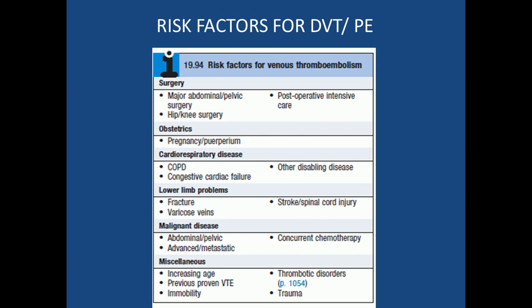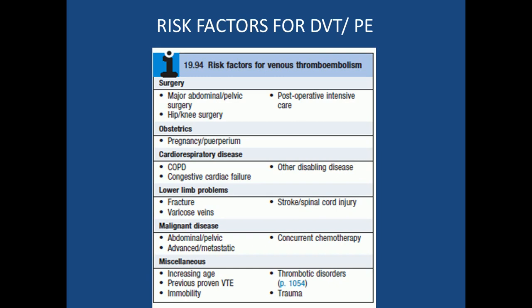This slide is showing the predisposing factors for DVT and pulmonary embolism. Most of these factors are very common in clinical practice. Many people have abdominal and pelvic surgery. Many of them have hip and knee replacement. Pregnancy and puerperium is also a very common condition. COPD, congestive heart failure, fractures, varicosities, abdominal and pelvic malignant diseases, and age and immobility. All these are common factors that are present in usual life, and therefore pulmonary embolism consequently will be common.